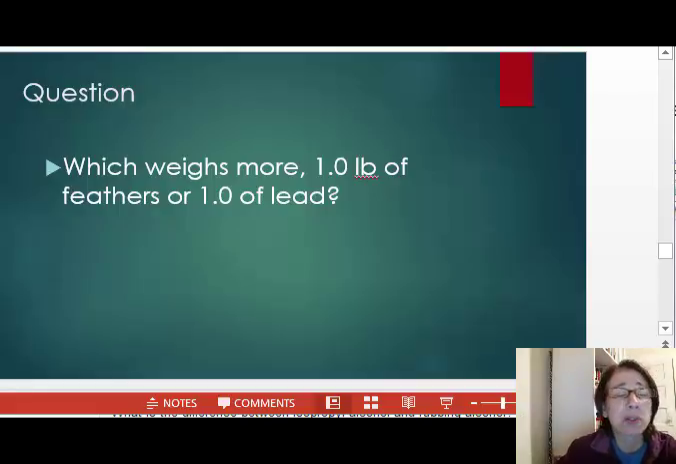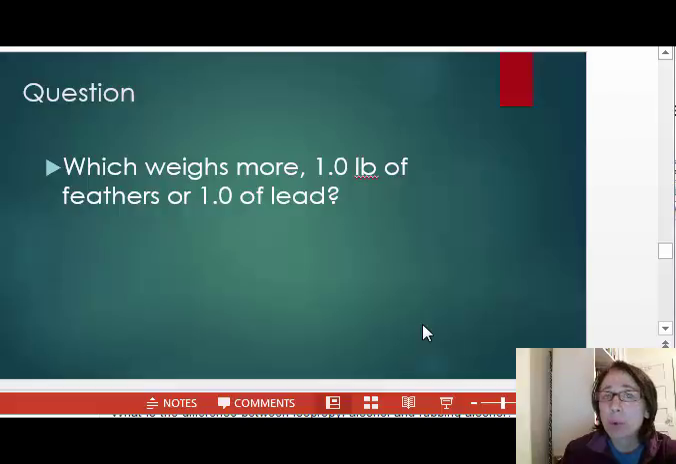Which weighs more, a pound of feathers or a pound of lead? Of course they weigh the same, 1 pound. But this question can be confounding because in our everyday life, we often label weight as density.